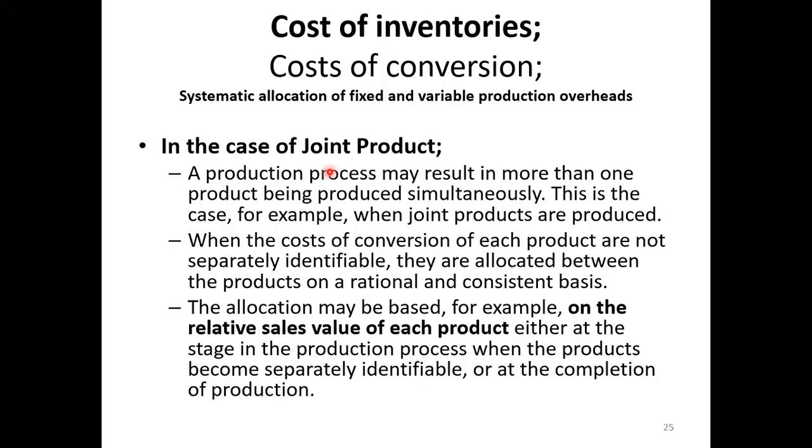In the case of joint products, in a single production process, more than one output, two or more main products, are produced. That is what joint products are. For example, in petroleum production, when they process the petroleum, they can take output as petrol, diesel, gasoline, super petrol, like that kind of products.